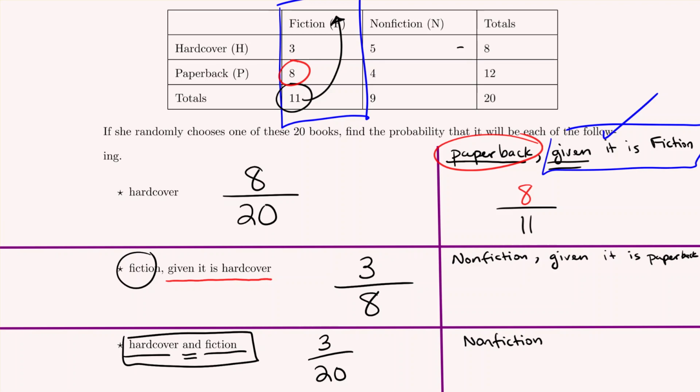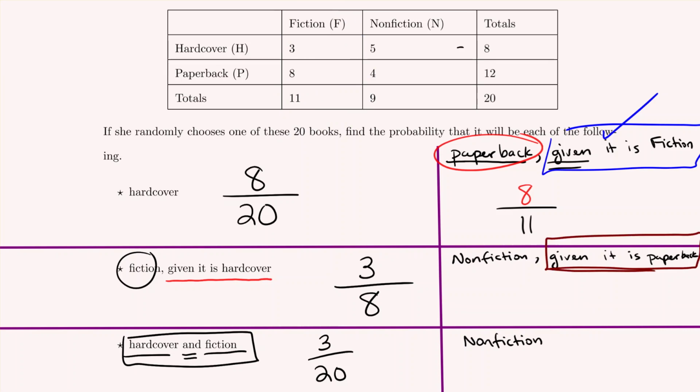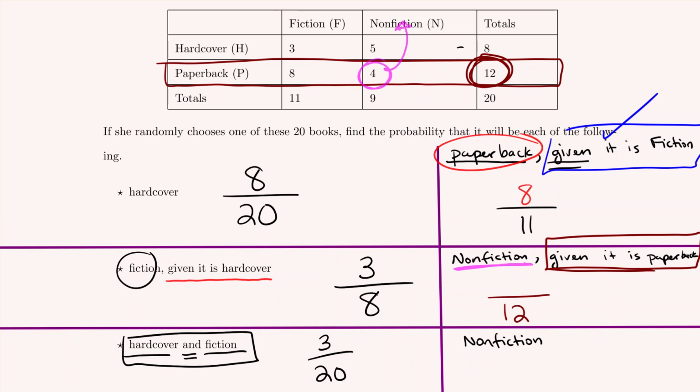Okay, now we restart the problem. The next one says nonfiction given it's paperback. So now in this new given information, we've been told the book is paperback. So you know for sure that the book you selected is paperback. So instead of the 20 possible books available, we are now looking at only the paperbacks, and there's 12 paperbacks in total. So our new total is 12, and of those 12 books, how many fit the criteria of being nonfiction? Well, we look, and there's only 4 nonfiction paperbacks, so our probability is 4 out of 12.